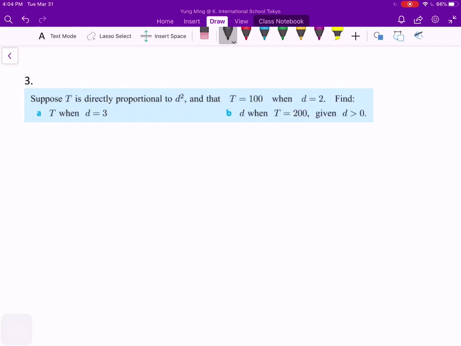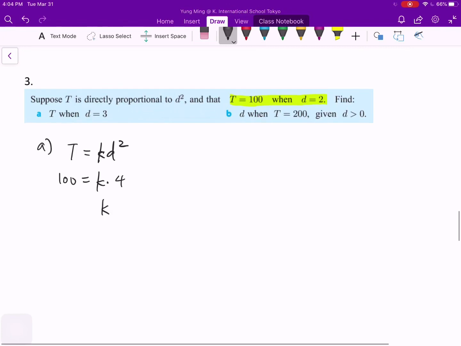Question number 3, pretty much a similar question to what you saw yesterday, except you're dealing with powers of x, in this case d. Let's go for it. Part A, let's look at the question. If we have t equals 100, then d is equal to 2. So let's let t equal k d squared, and we have 100 equals k times d squared, which is 4. Okay, 2 squared is equal to 4, so you can solve for k. k is equal to 25. And that will apply to both a and b.